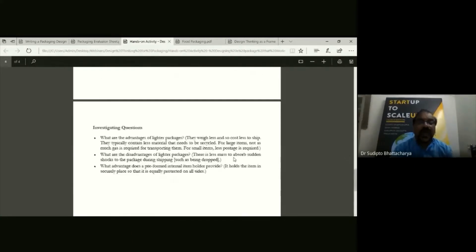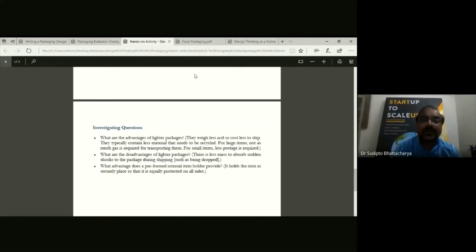And finally, you have these investigating questions. So you can seek these again with your clients, and after they have taken the package from you, you can ask them these questions, or they can ask you these questions. You have to be ready with the answers. What are the advantages of these lighter packages? What are the disadvantages of these lighter packages? What advantage does a preformed internal item holder provide? So these are certain things which are very important.